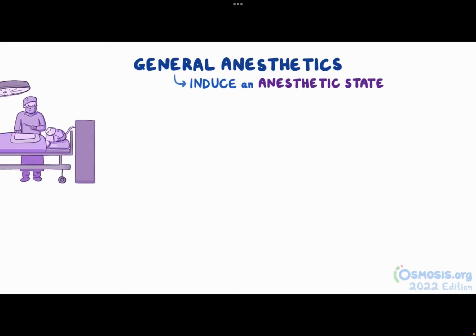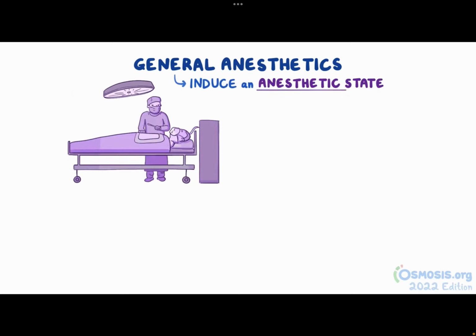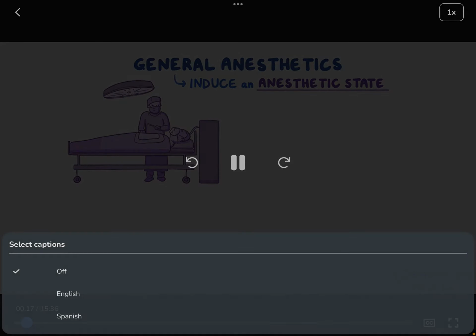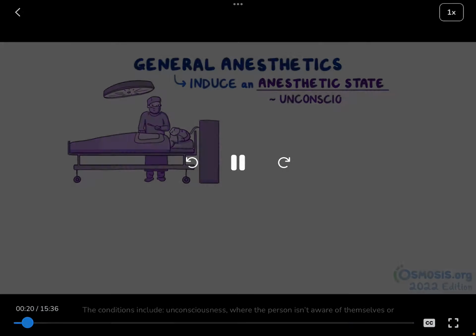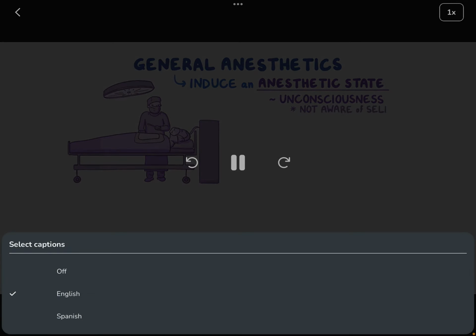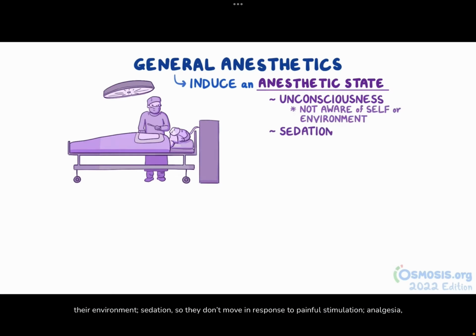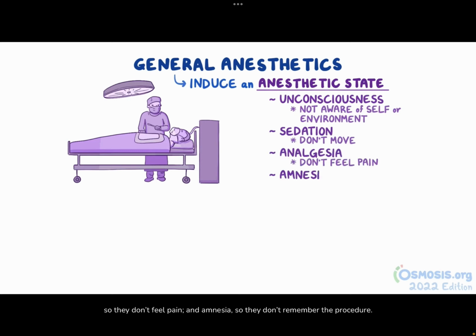General anesthetics are medications used to induce an anesthetic state in patients who are about to undergo surgery. The anesthetic state refers to a number of conditions that make surgery tolerable for the patient and more manageable for the surgeon. The conditions include unconsciousness, where the person isn't aware of themselves or their environment, sedation, so they don't move in response to painful stimulation, analgesia, so they don't feel pain, and amnesia, so they don't remember the procedure.